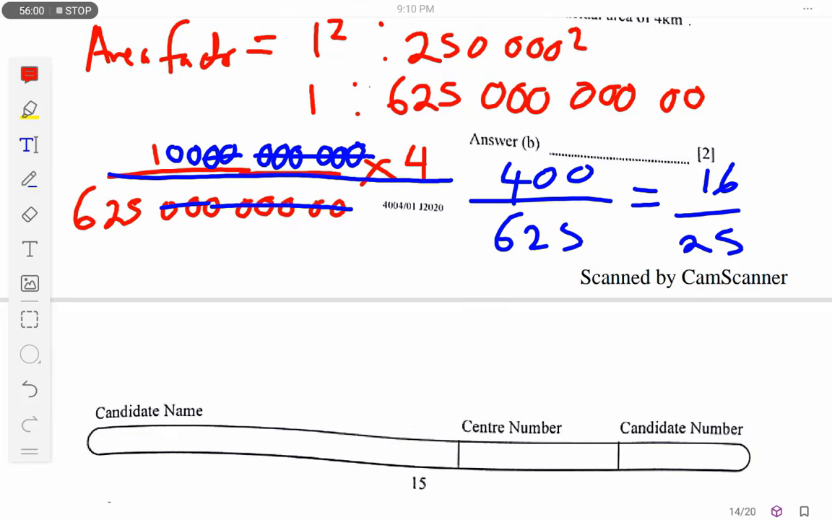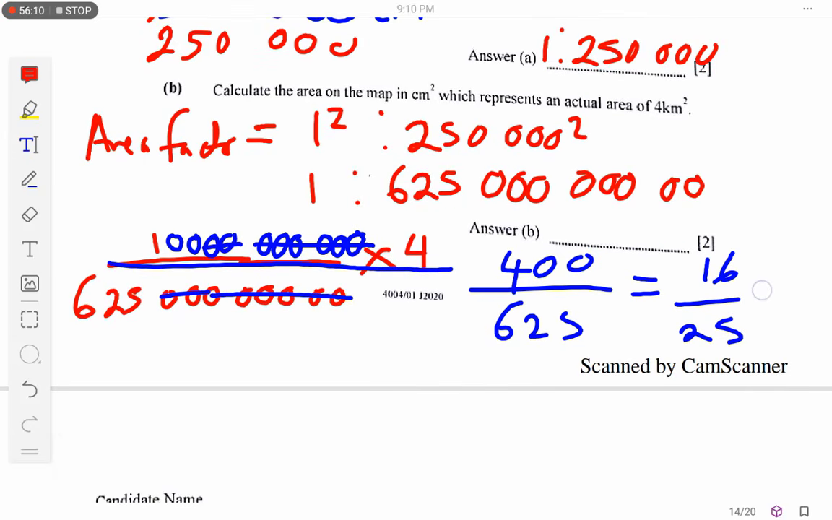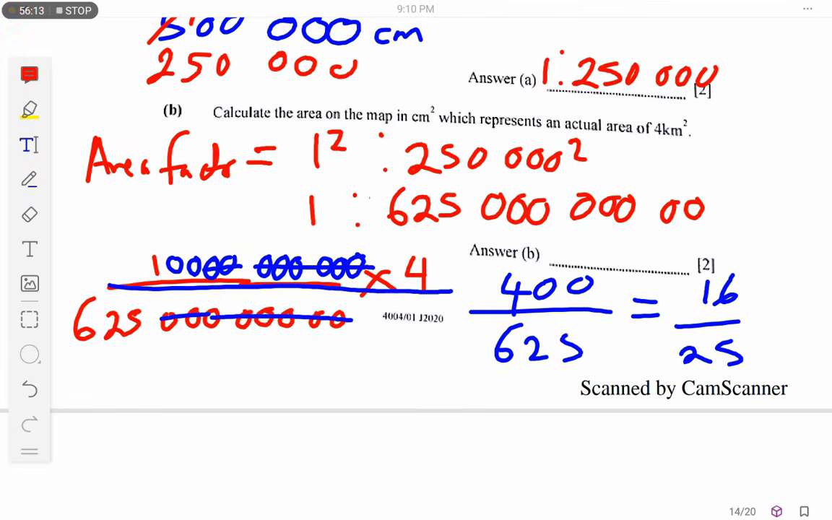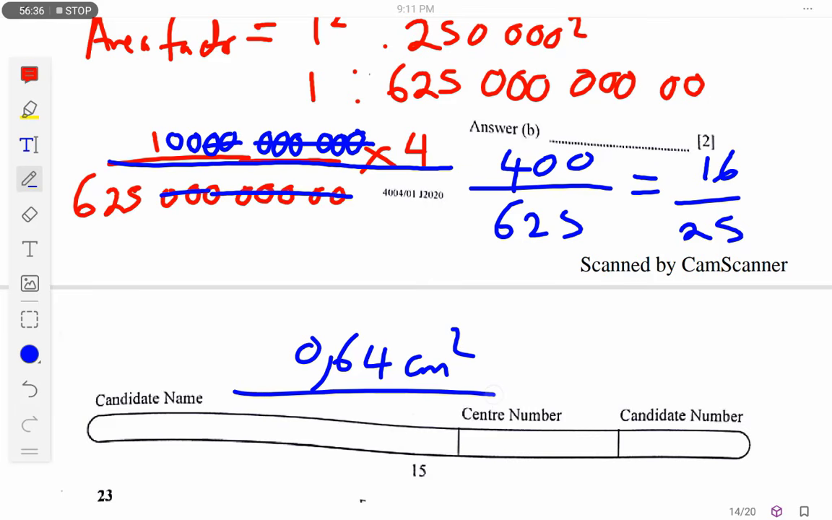So this is the calculation of the area then. So 16 over 25, we can divide again because they want it in kilometers. 16 divided by 25, I get 0.64 centimeters squared. I think this should be correct. Let me just confirm, 16 divided by 25. Okay, yeah, that's fine. So this is our final answer there.